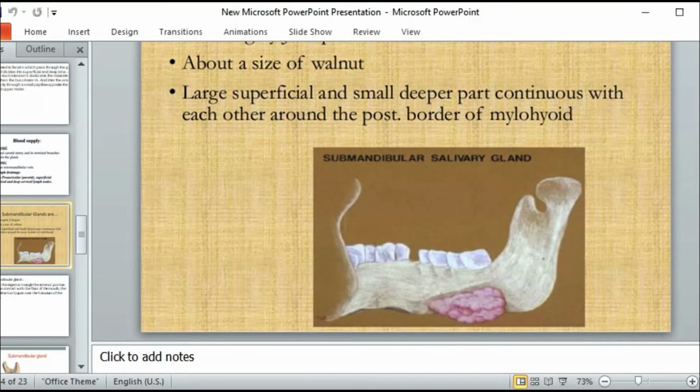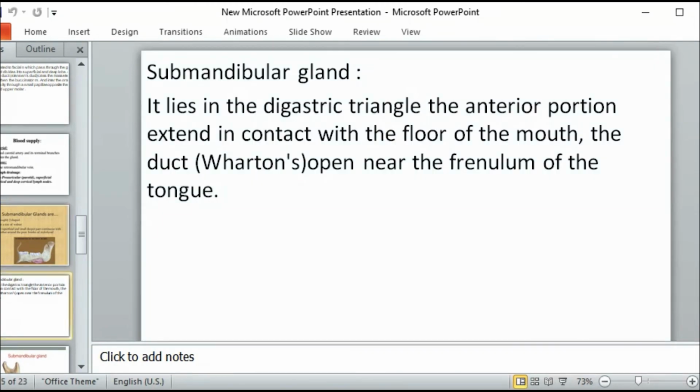If I put a marker on a point on the gland and ask what the name of this gland is, you must write down submandibular salivary gland. The submandibular salivary gland lies in the digastric triangle. The anterior portion extends in contact with the floor of the mouth. The duct name is Wharton's duct. The duct of the parotid is called Stensen's, while the duct of the submandibular is called Wharton's duct, and it opens near the frenulum of the tongue.